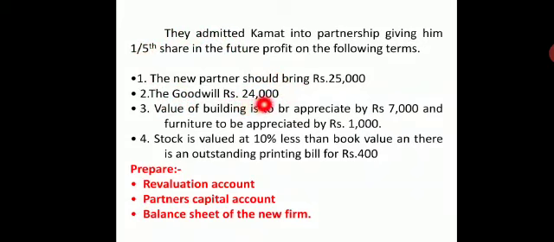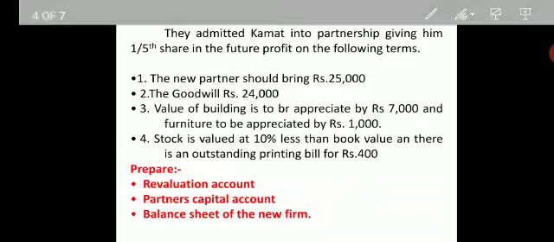Value of the building is to be appreciated by rupees 7,000 and furniture by 1,000. Stock is valued at 10% less than book value and there is an outstanding printing bill of rupees 400. Now we have to prepare the revaluation account, partners' capital account and balance sheet of the new firm.